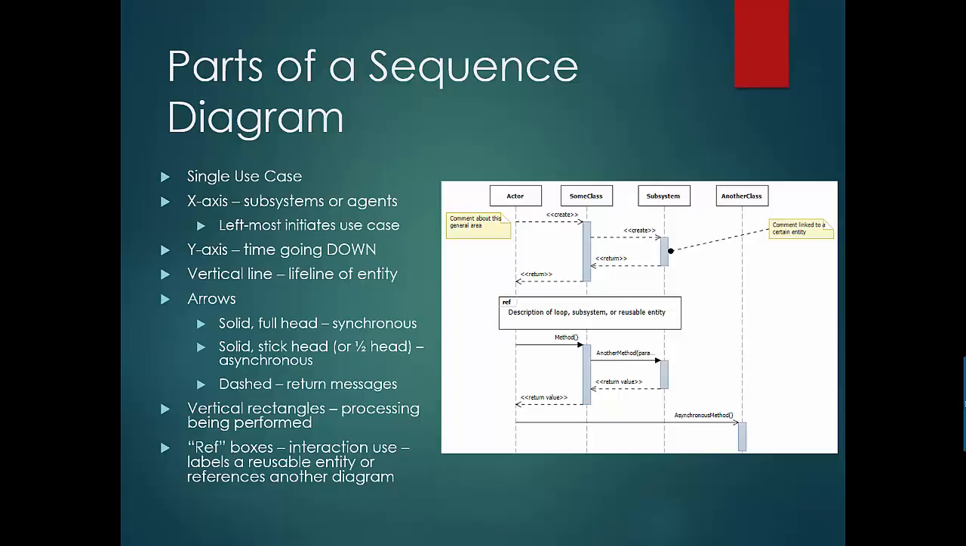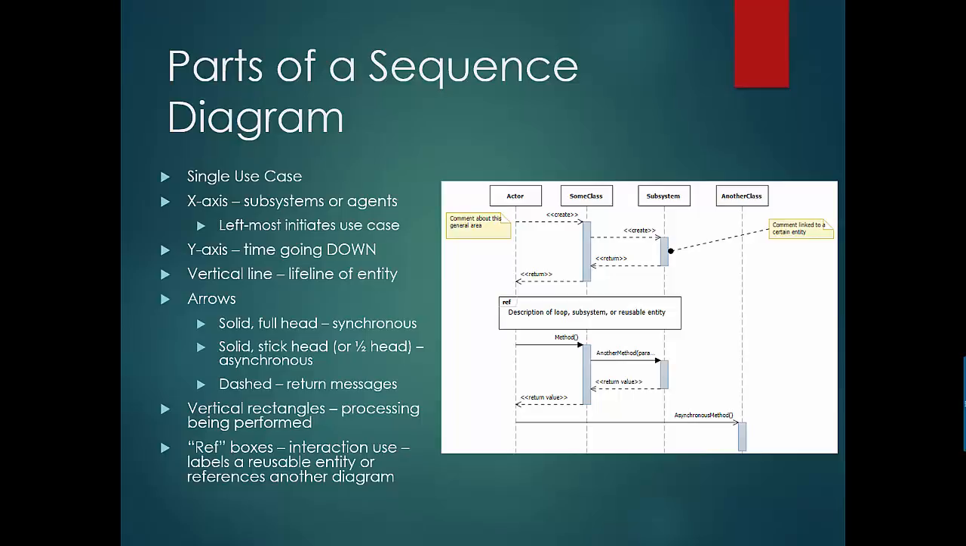a list of agents or subsystems across the x-axis, aligned to the top with vertical dashed lines extending down parallel to the y-axis, representing the lifetime of the entity. The y-axis itself represents time going down. Horizontal arrows indicate one entity accessing or communicating with another entity.